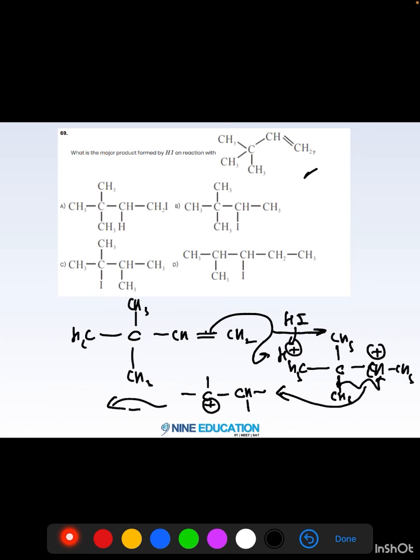And next, whatever nucleophile is there, in the end this carbocation will get attacked by it, and you will have iodine, and at this place you will have 2-methyl. So with this I can see that it is simply present in option C. So option C will be the correct answer here.